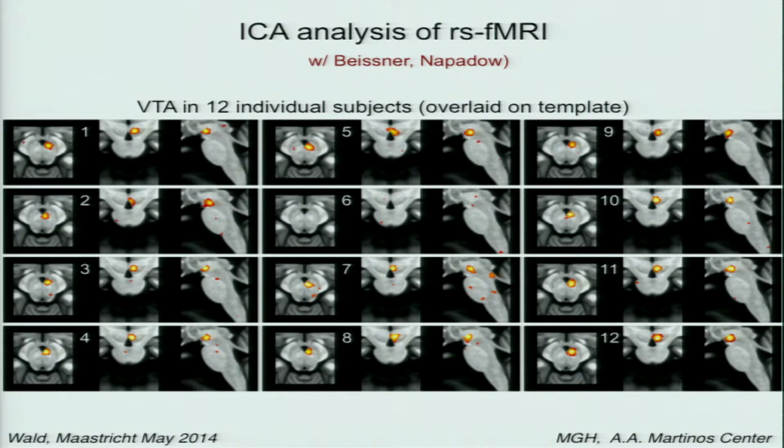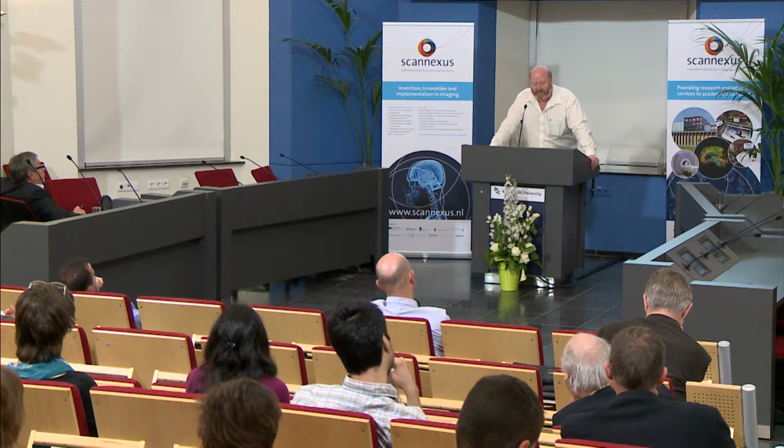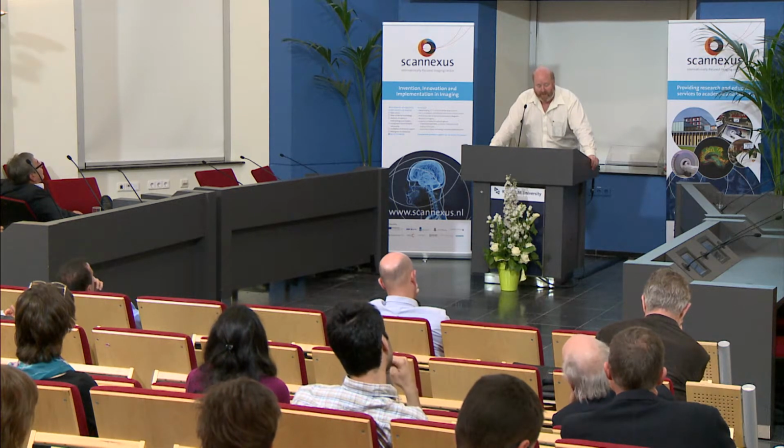But again, this is the promise of 7T, that you've got robust activation, not just in a group of 30. This collaborator, Florian Biesner, just got done doing a similar analysis at 3T. He used 30 some odd subjects. We immediately saw this activation in a single subject. That's really, in one sentence, the dream of 7T.